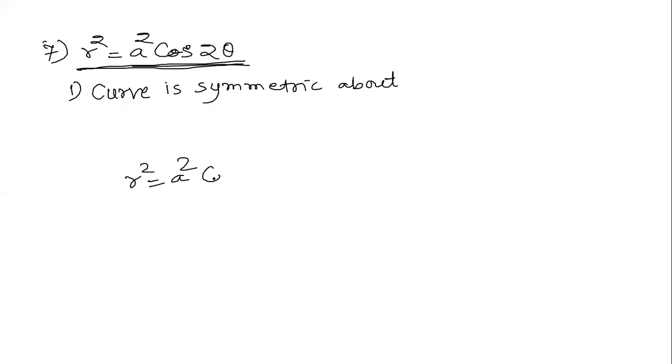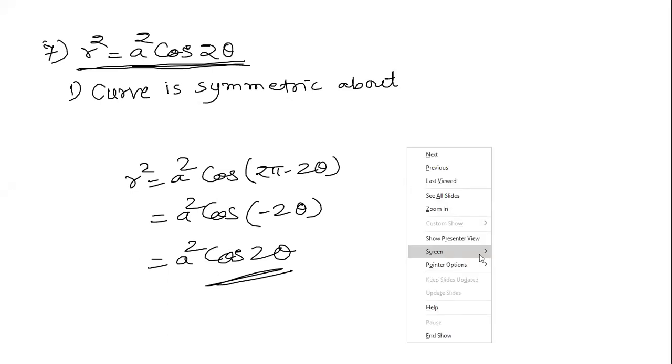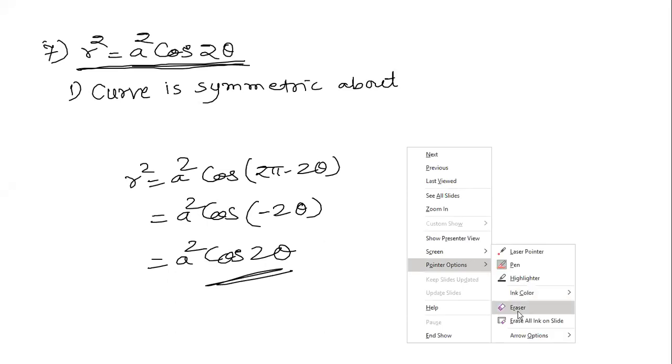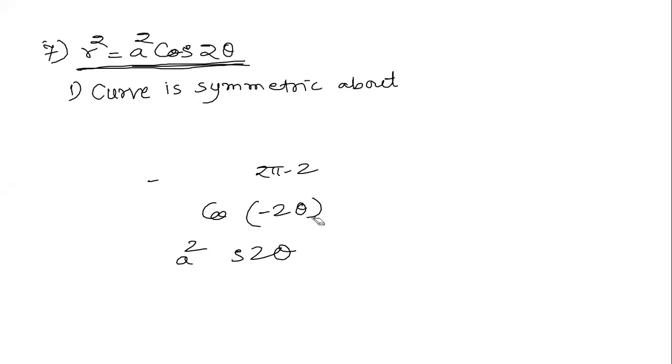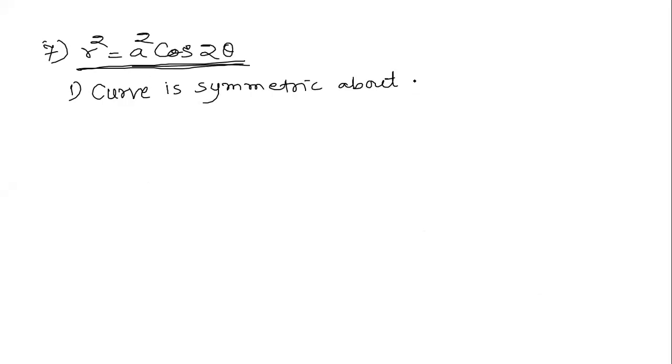So r square will be equal to a square cos of 2 pi minus 2 theta, and that will be a square cos of minus 2 theta, that is a square cos of 2 theta. Again we get the same equation. That means property number 2, which is replace theta by pi minus theta, if the equation remains unchanged, the curve is symmetric about the vertical axis, so it is symmetric about the vertical axis also. So I will write: the curve is symmetric about both the axes.